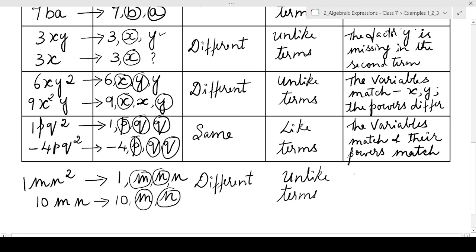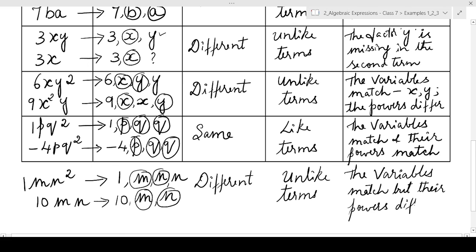So what you can write over here: the variables match, but their powers differ. To repeat, we don't consider the numerical factors of a term, we only look into the algebraic factors. If the algebraic factors are different, then those terms are unlike terms. And if the algebraic expressions are the same, then they are called like terms. Remember, the powers also should remain the same.